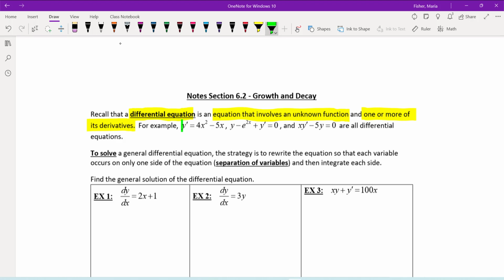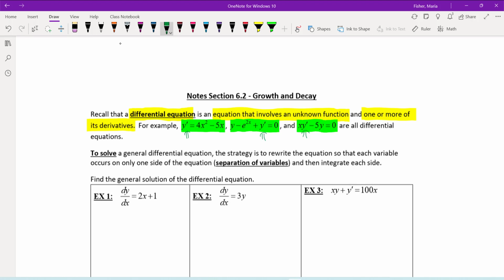For example, y prime equals 4x squared minus 5x is a differential equation. So is y minus e to the 2x plus y prime equals 0. And so is x times y prime minus 5y equals 0. All of those are differential equations because they involve something that's unknown and the derivative.